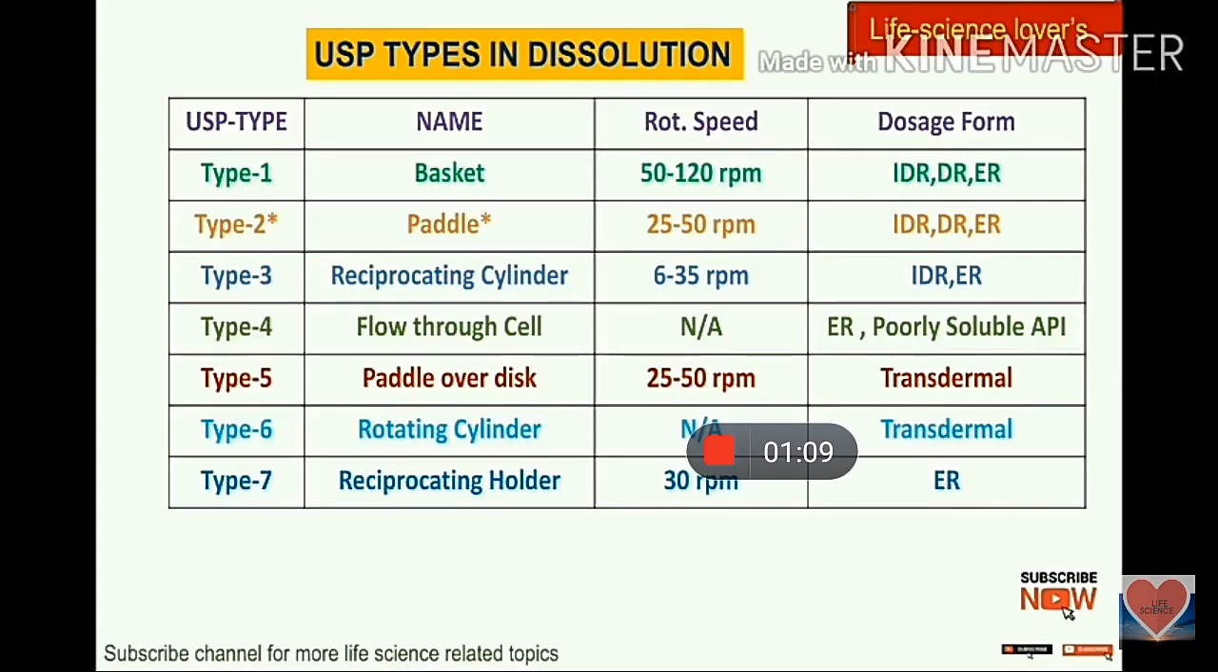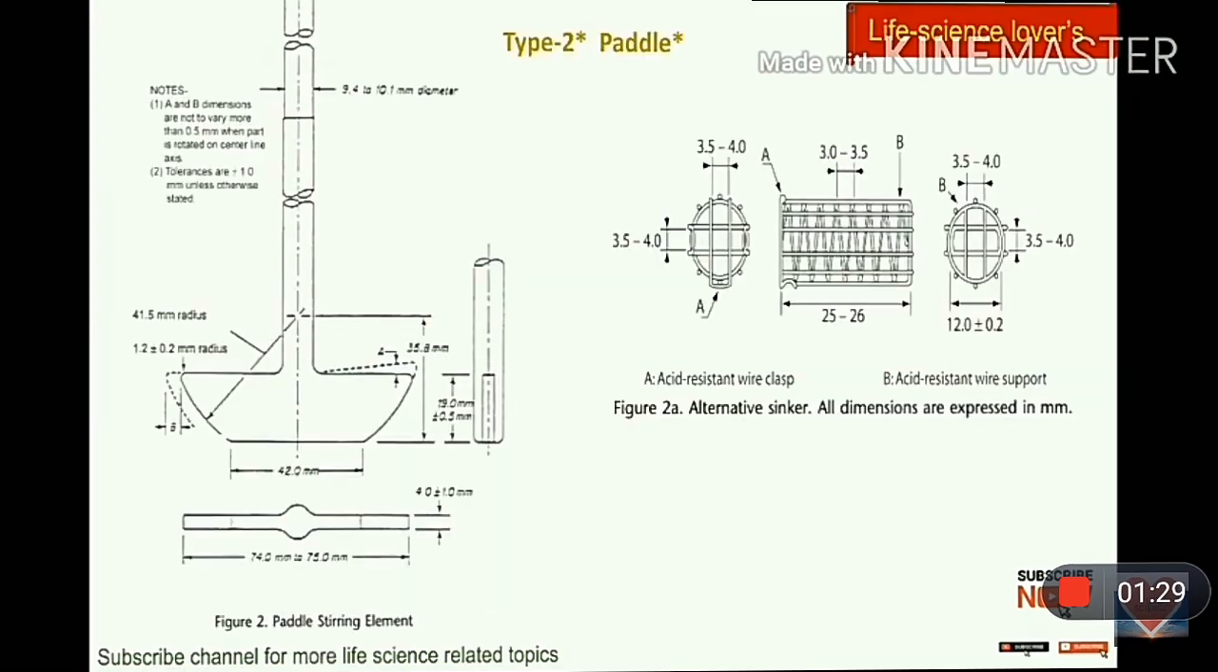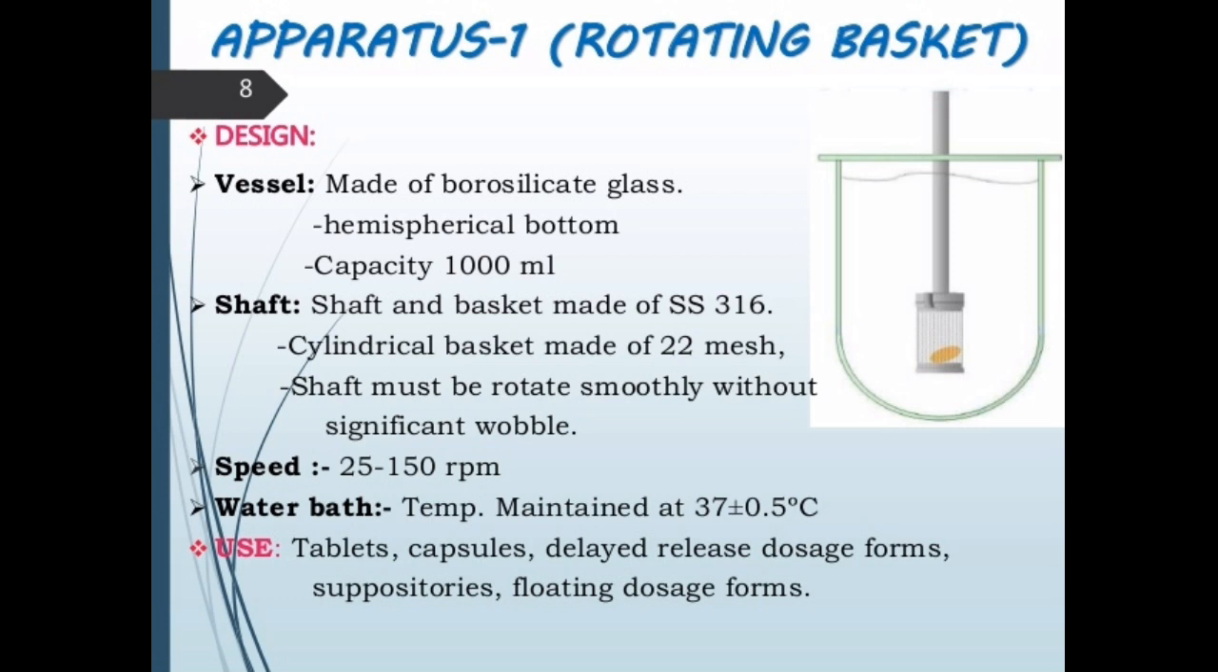According to the United States Pharmacopoeia, there are 7 types of dissolution apparatus. Type 1 basket type, type 2 paddle type, type 3 reciprocating cylinder type, type 4 flow through cell type, type 5 paddle over disc type, type 6 rotating cylinder type, and type 7 reciprocating disc type. We'll discuss all types in detail.